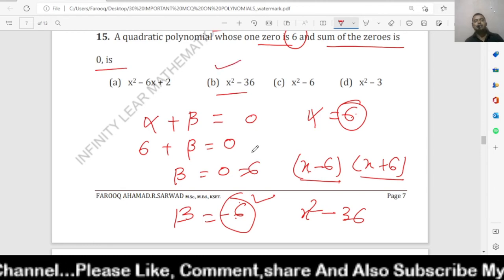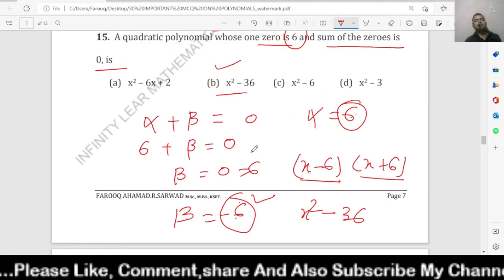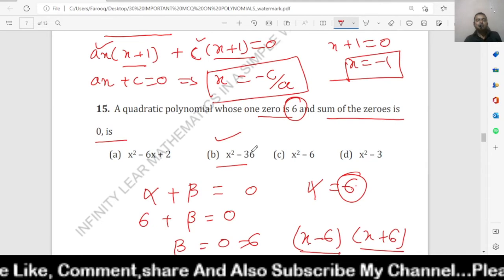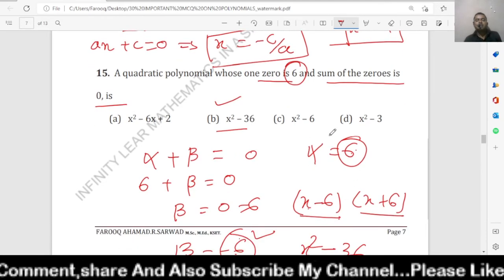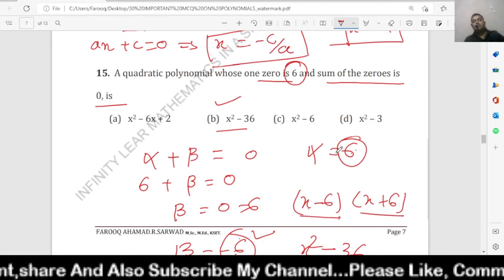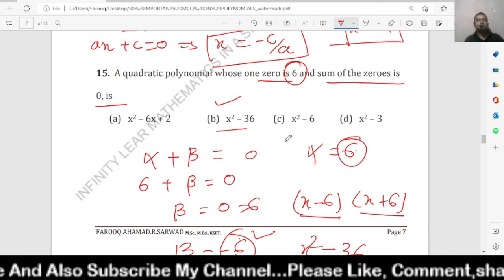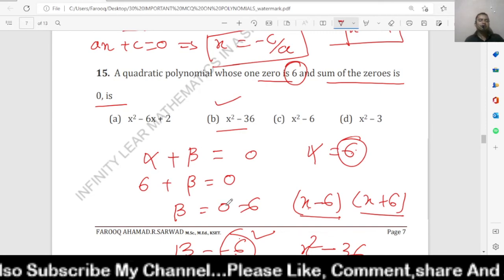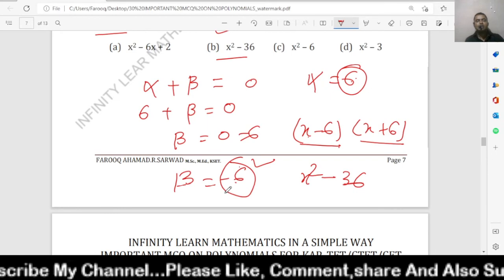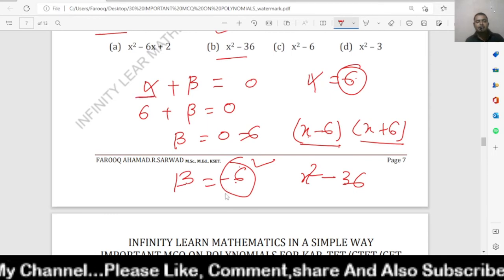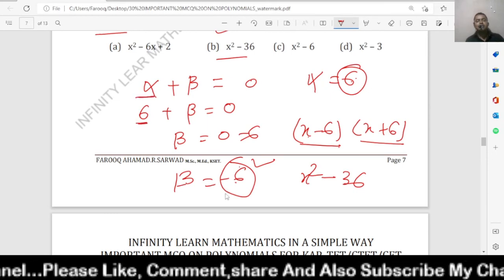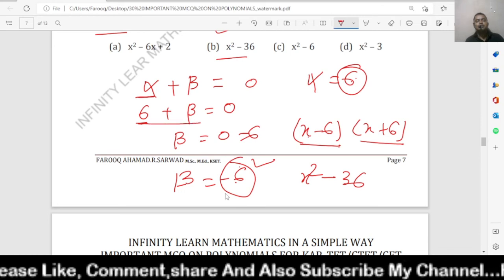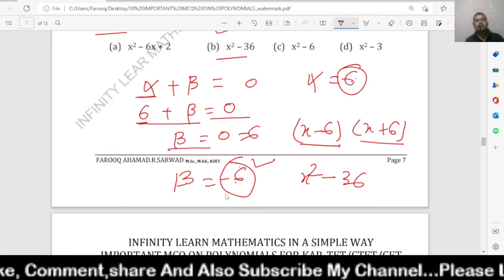Here once again, a quadratic polynomial whose one zero is 6, that is alpha. We are taking that one zero alpha is equal to 6, and the sum of the zeros is denoted by alpha plus beta is equal to 0. Replace this alpha by this 6. Alpha plus beta is equal to 0, that is 6 plus beta is equal to 0. Now beta is equal to 0 minus 6.